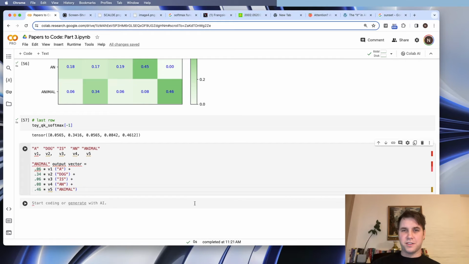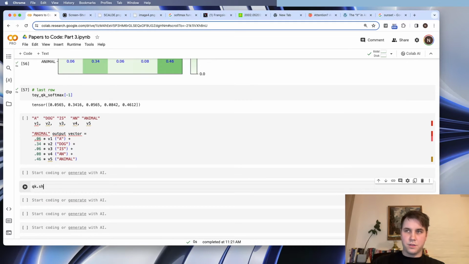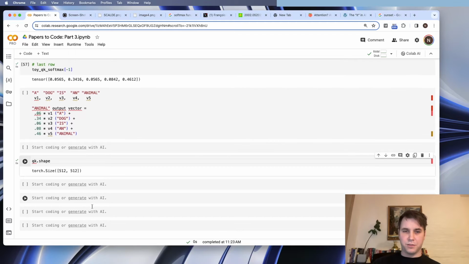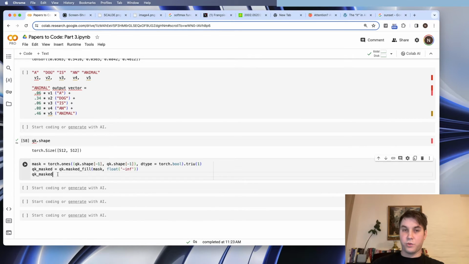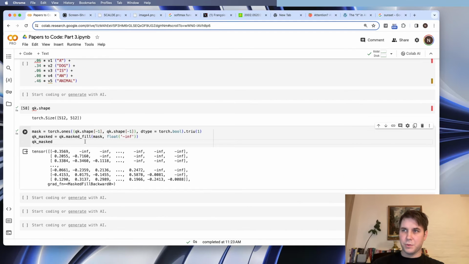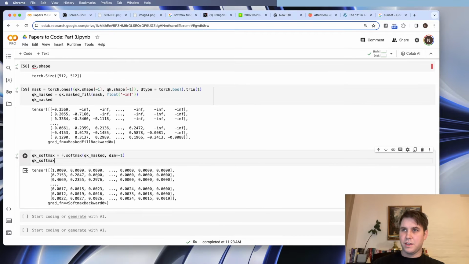Okay, let's finish applying this to our original query key values. Let's remember we have our QK and we've scaled it. So we're going to apply the exact same functions. We're going to create a mask and create a QK masked. We can see negative infinity is set along that diagonal. And then we're going to do the softmax of this masked version. And these turn into zeros. And all of these rows are now summing to 1. So across these 512 tokens, it always sums to 1.